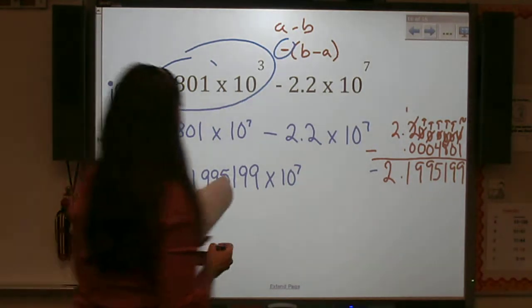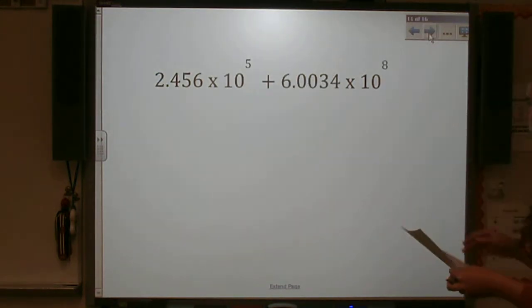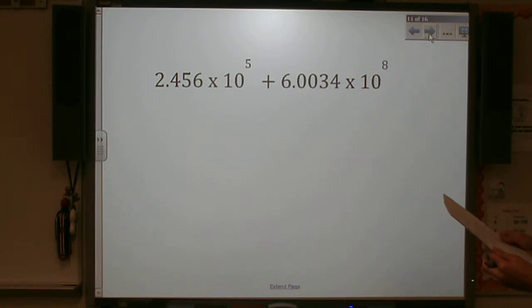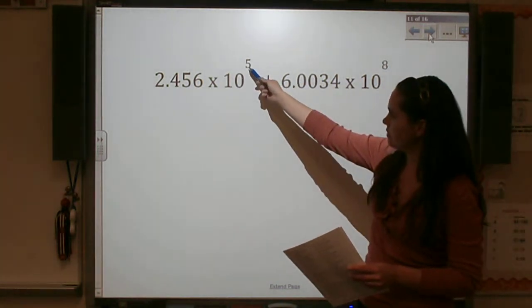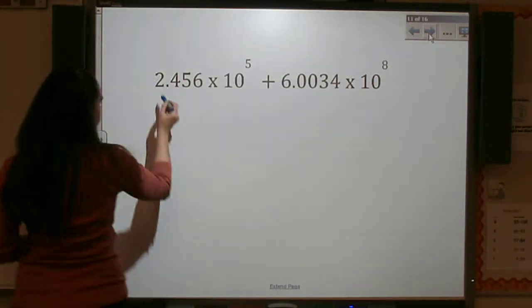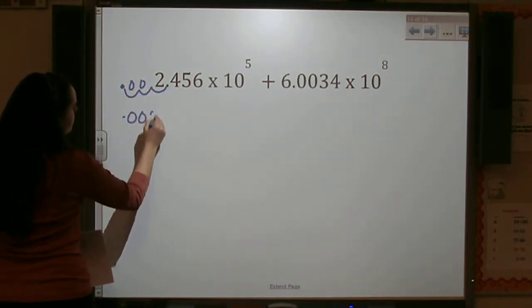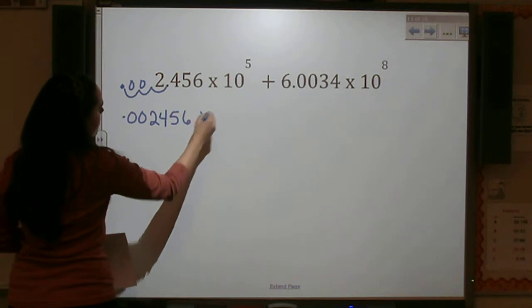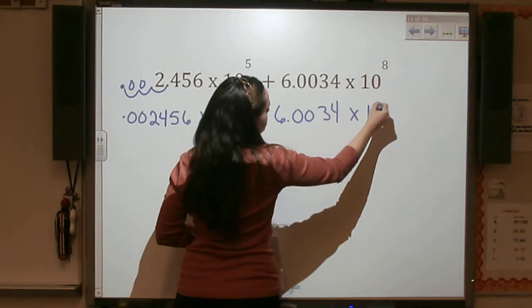Next problem. I need to think more on this one, but anyway. All right, next problem is 2.456 times 10 to the 5th plus 6.0034 times 10 to the 8th. My higher exponent is the 8, so I want to manipulate this number so that I have it to the 8th power. And so that means that I want to move it over 3 places, 1, 2, 3. My new number is 0.002456 times 10 to the 8th plus 6.0034 times 10 to the 8th.